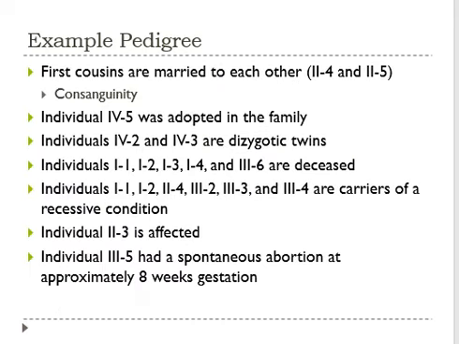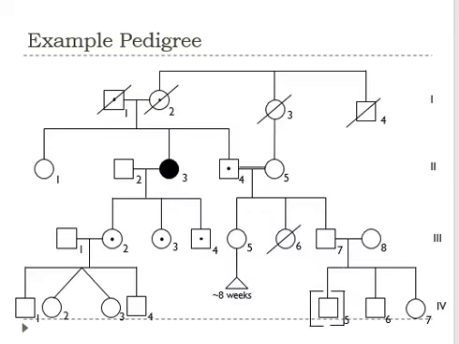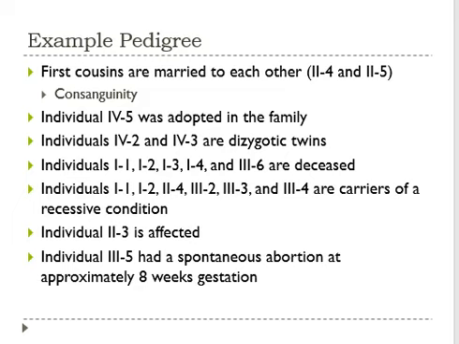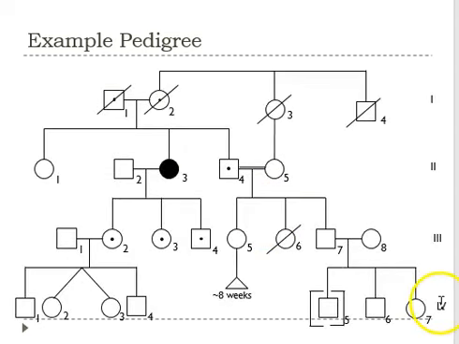So, first cousins that are married to each other are indicated by generation 2, 4, and 2, 5. So here we have generation 2, 4, and 5. Individual 4, 5 was adopted into the family. So here we have generation 4, 5 adopted in.